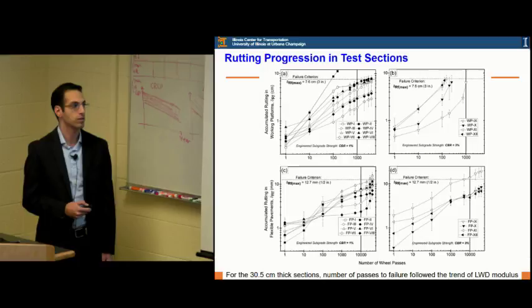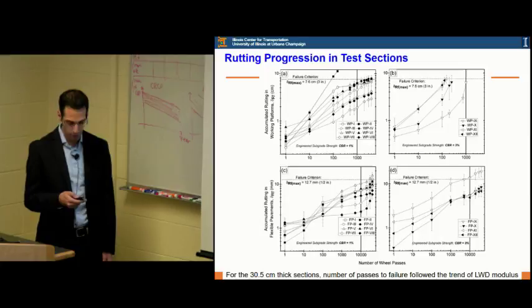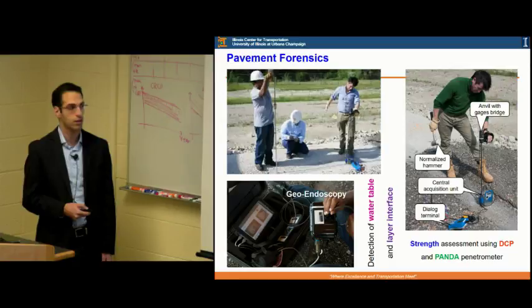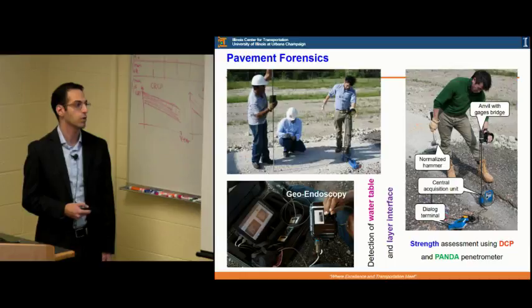In order to explain this trend, the research team had to go back and do some pavement forensics and some investigations to see what was actually going on in those sections. And in order to do that, they used some strength-based methods to look into the pavements and the different layers and see what was going on underneath.